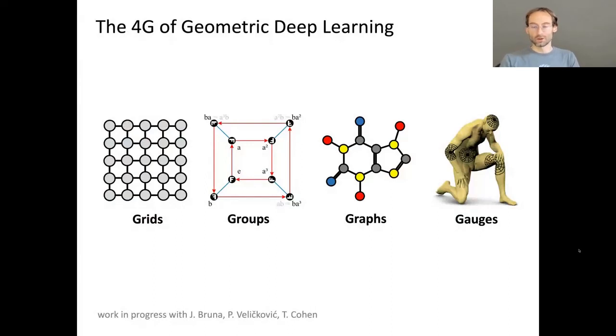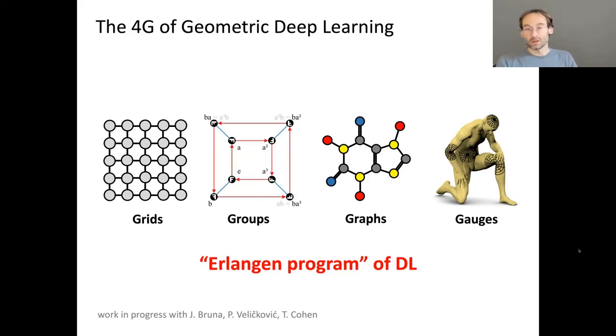So let me draw this talk towards the end. I talked today primarily about graphs, a little bit about manifolds, but we can really think of the 4Gs of geometric deep learning. These are grids, groups, graphs, and gauges. And I think a good analogy is what is known in the history of mathematics as the Erlangen program of the mathematician Felix Klein, which provided a unifying framework for the zoo of geometries that existed in the 19th century, and was a fundamental insight in physics with the famous Noether theorem that showed that you can derive different conservation laws, such as conservation of energy or conservation of momentum, from the principles of symmetry or some invariance.